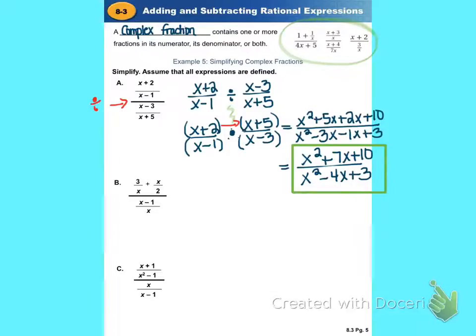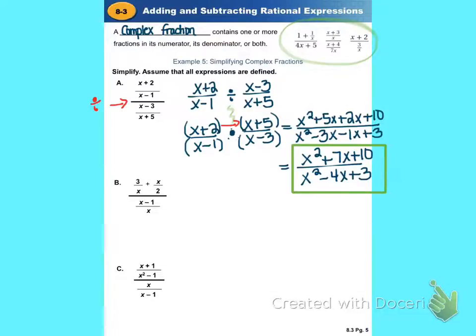Well, in example B, before I can change this fraction bar to division and then change it to multiplication, I have to actually simplify my numerator here. Because see, the numerator has two fractions in it as well. And we want to combine them to make a single fraction. So then I can proceed like I did in example A.